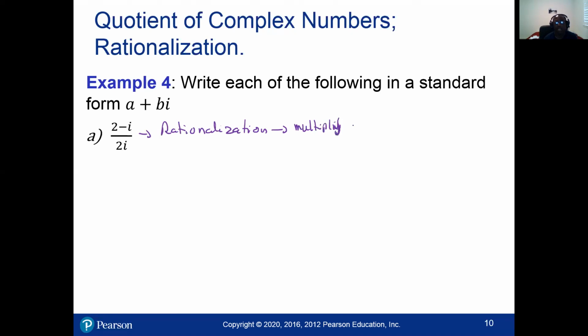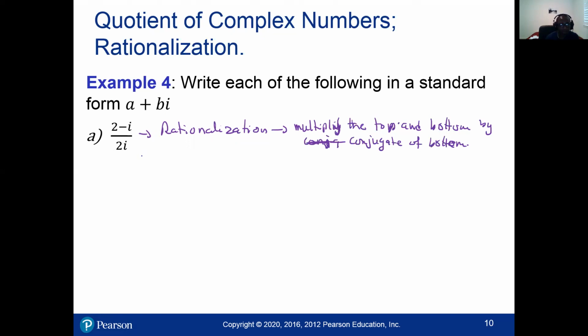Rationalization means that you multiply the top and the bottom by the conjugate of the bottom. So that means that you multiply the numerator and the denominator by the conjugate of the denominator.